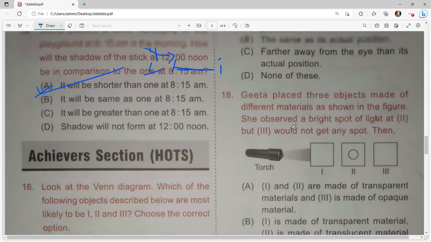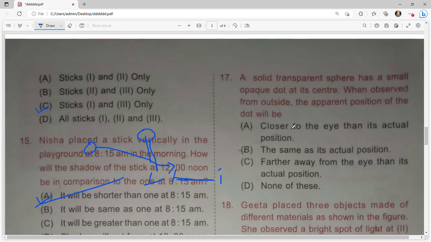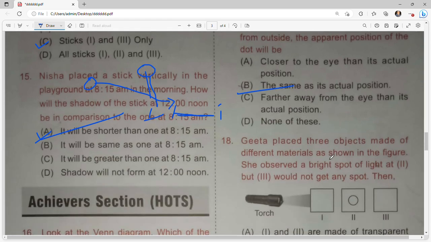Next is your question number 17. A solid transparent sphere has a small opaque dot at its center. When observed from outside, the apparent position of the dot will be: closer to the eye than its actual position, same as its actual position, farther away from the eye than its actual position, or none of these. The correct answer for your question number 17 is option B, which is the same as its actual position.